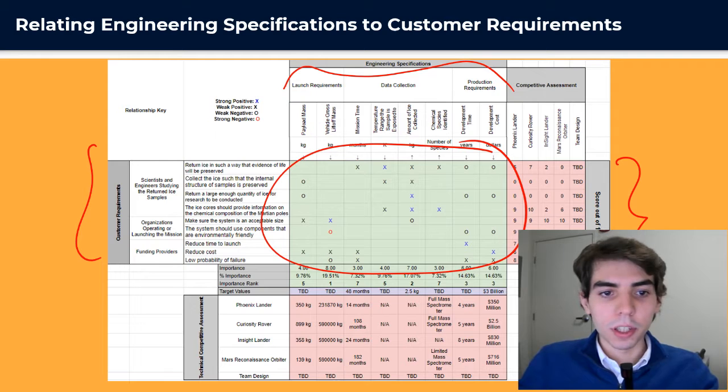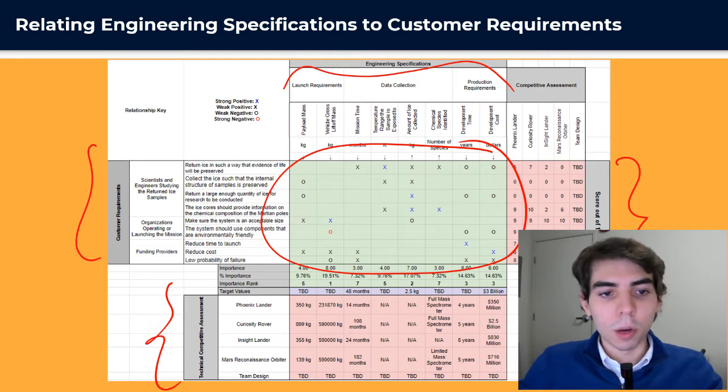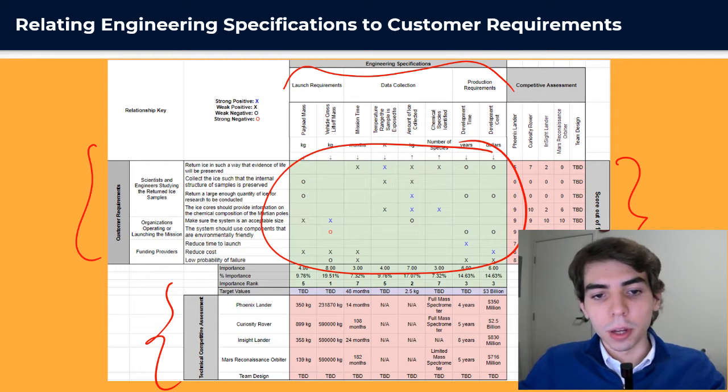On the right, we compare our system to how well other systems of a similar type meet the customer requirements that we defined. And at the bottom, we perform a similar analysis to see how well these competitors meet our engineering specifications. Overall, the house of quality is used to determine the importance of each of our engineering specifications, determine what engineering specifications correlate to meeting which customer requirements, and determine how effectively competitors are able to meet both sets of requirements.